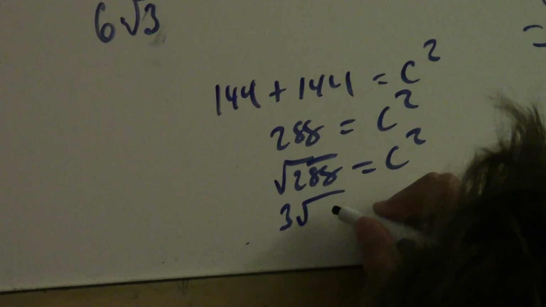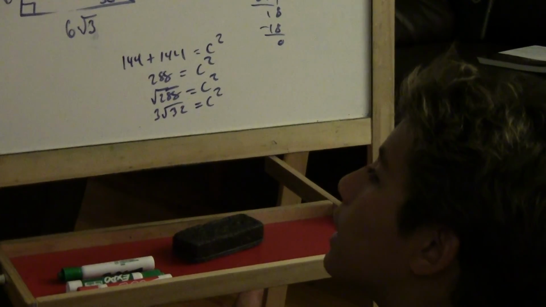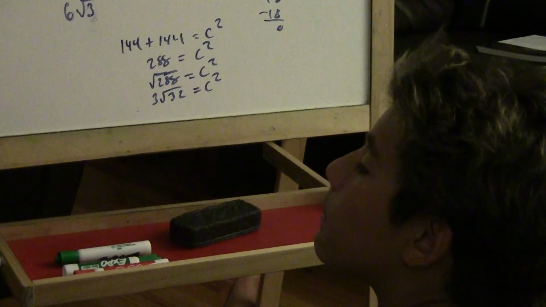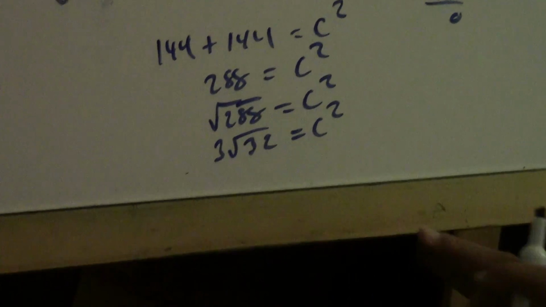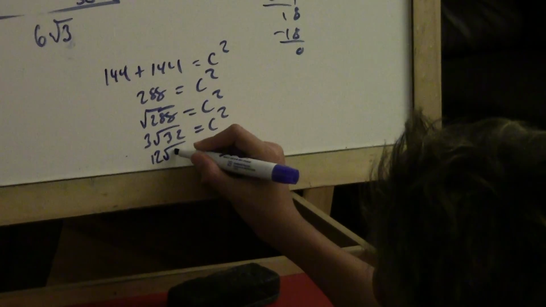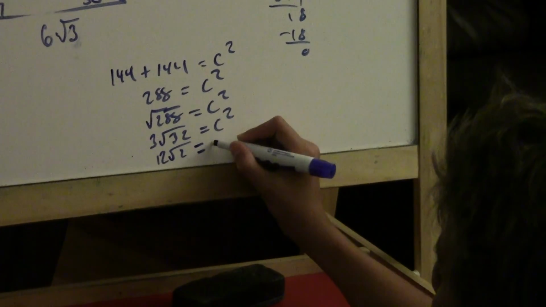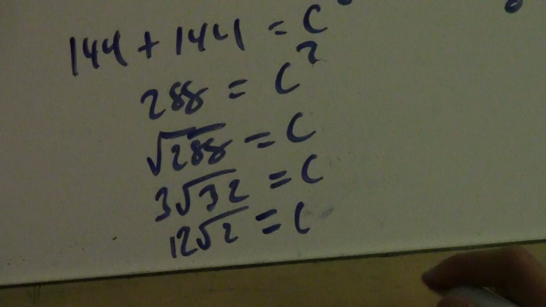So that's 3 times the square root of 32 is equal to c squared. That's the same thing as 4 times 8, or the same thing as 16 times 2. The square root of 16 is 4, so we multiply 3 times 4, which is 12, by the square root of 2, is equal to c squared. Or no, that's equal to c, sorry. That's what I did wrong before.